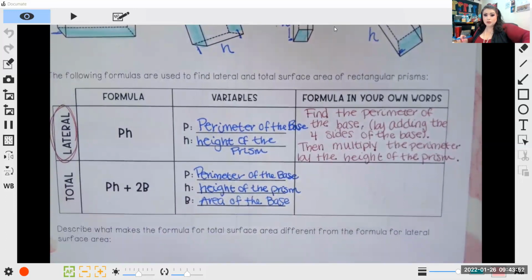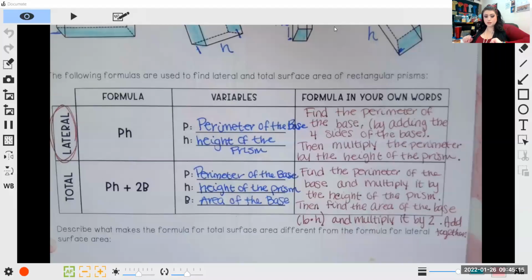I'll let you pause the video. All right, so I wrote: find the perimeter of the base and multiply it by the height of the prism. Then find the area of the base, which is base times height, little b is base times height, and multiply it by 2, and add it together.